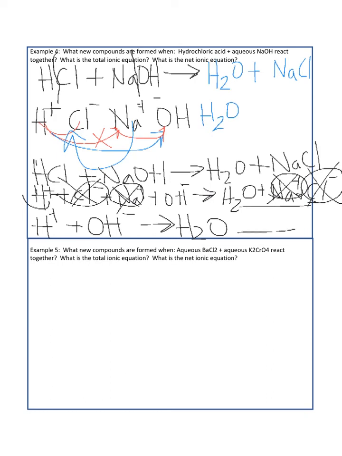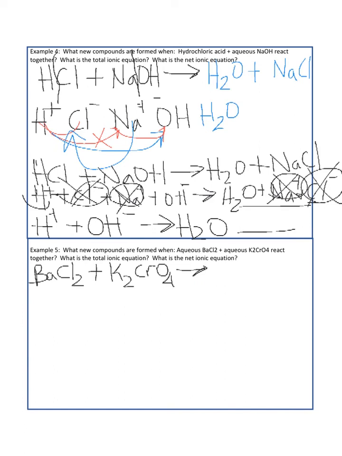Let's try another one, because I know that this concept can sometimes be kind of tricky. Example 5. What new compounds are formed when barium chloride, BaCl2, and potassium chromate, K2CrO4, react together? What is the total ionic equation and what is the net ionic equation?